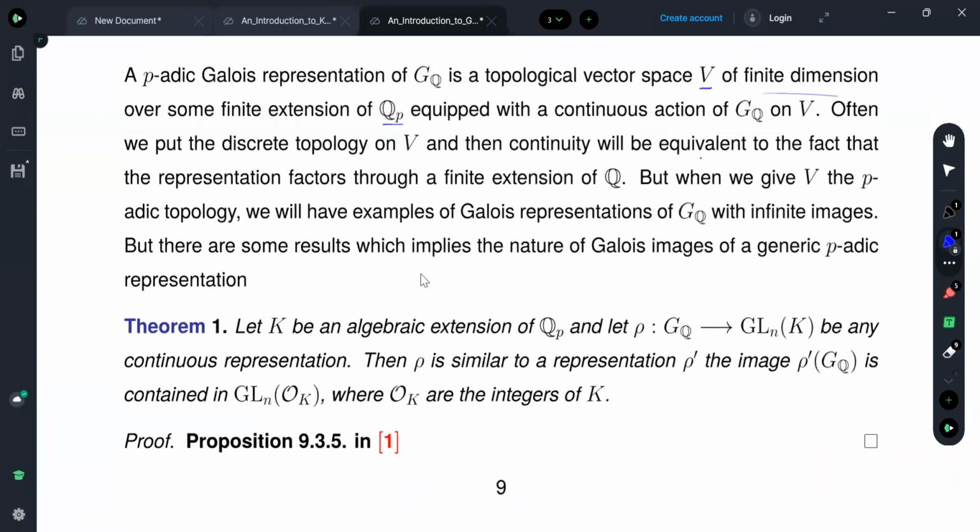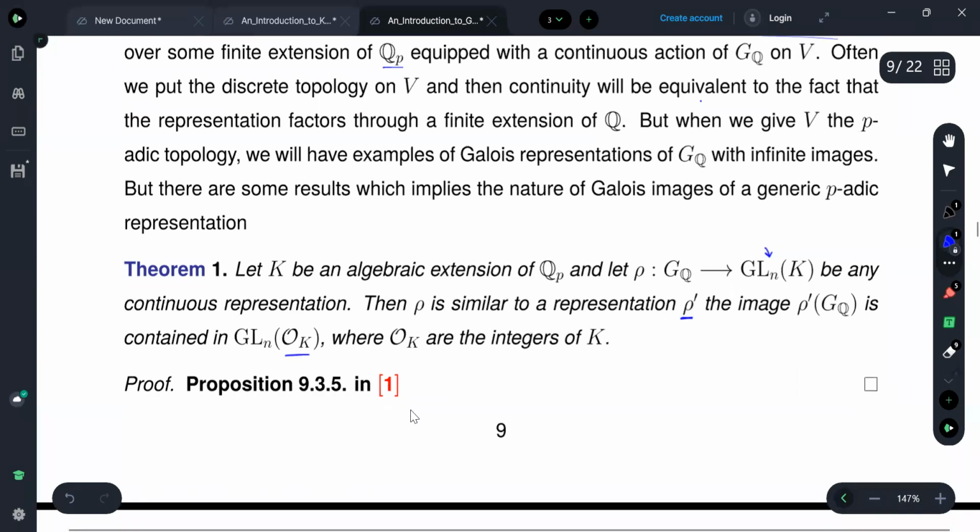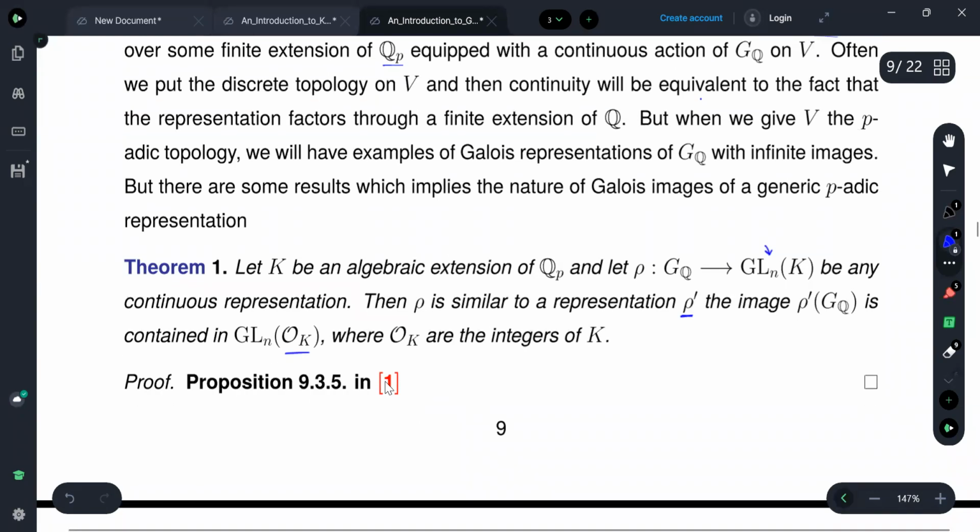If we consider any general p-adic representation of the absolute Galois group of Q, then that representation will be similar to another representation rho prime that will have image inside GL_n(K), that is, matrices with entries in the ring of integers of the field K. This is a theorem in Diamond-Shurman's chapter 9, proposition 9.3.5.